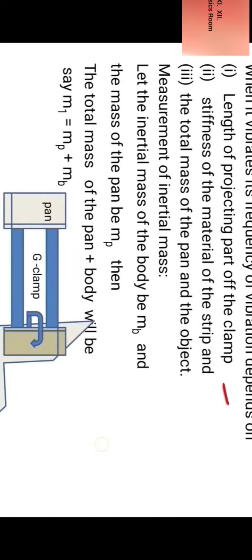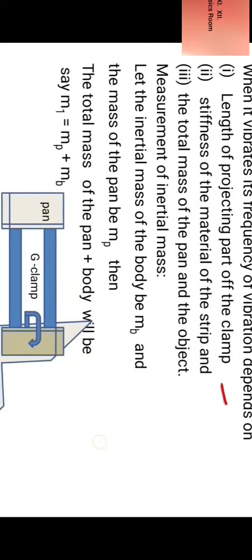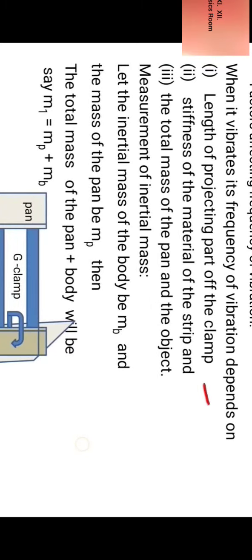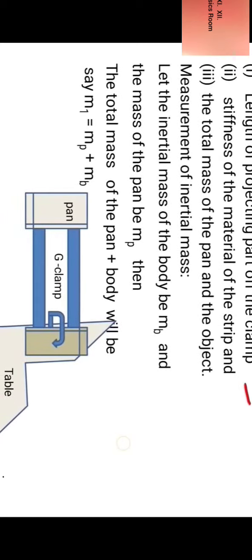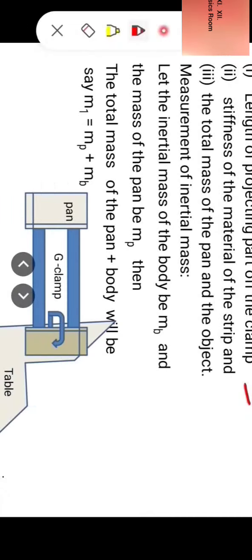I repeat, when the inertial balance vibrates, its frequency of vibration depends upon number 1, the length of the projecting part of the G clamp; number 2, the stiffness of the material of the strip; and third, the total mass of the pan and the object. So these are the 3 factors which affect the frequency of vibration.